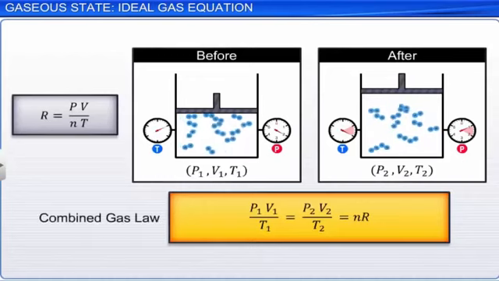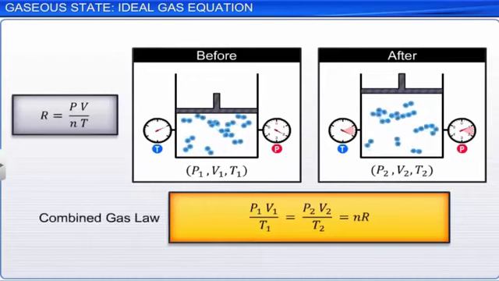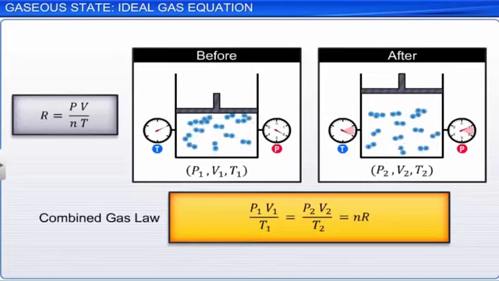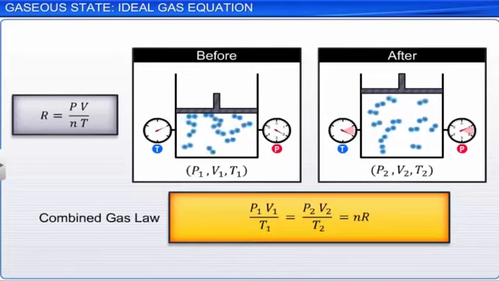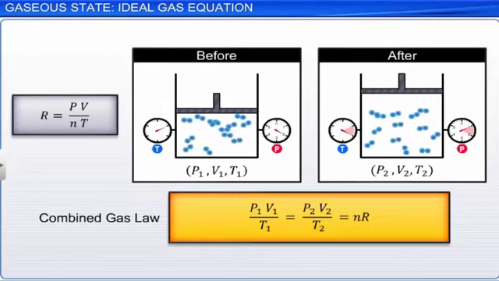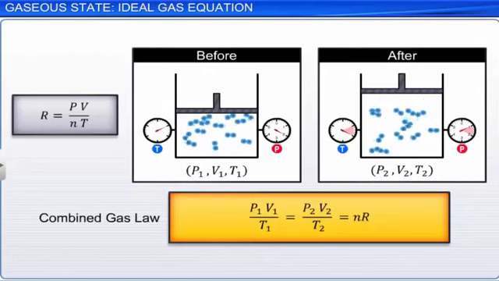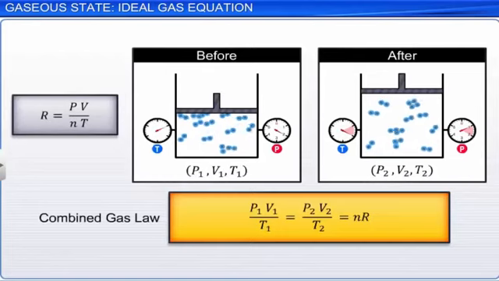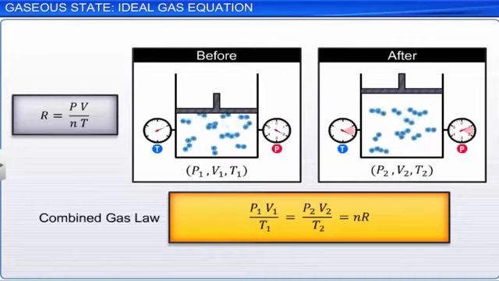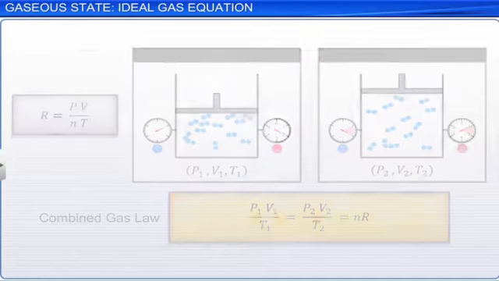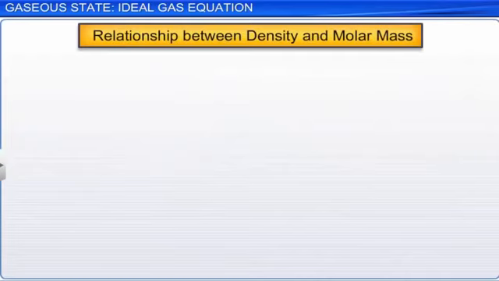So far, we have identified the relationship between volume and the other interrelated properties using the ideal gas equation. Next, let's move on to learn about an equation that relates density and molar mass for gas. To understand the density and molar mass of a gaseous substance, we have to rearrange the ideal gas equation to N divided by V is equal to P divided by R into T.